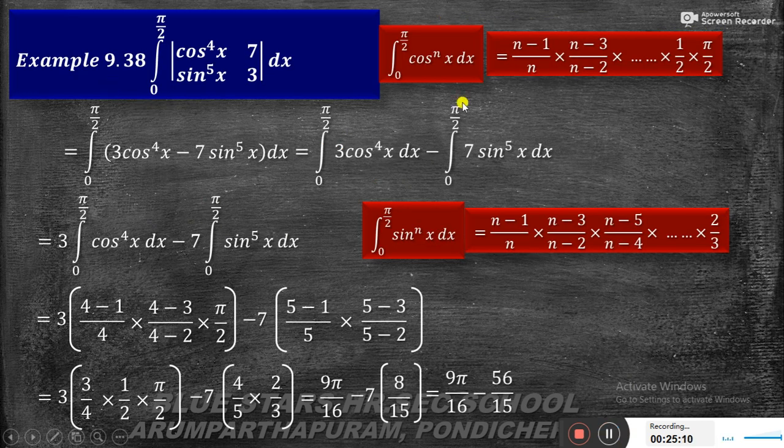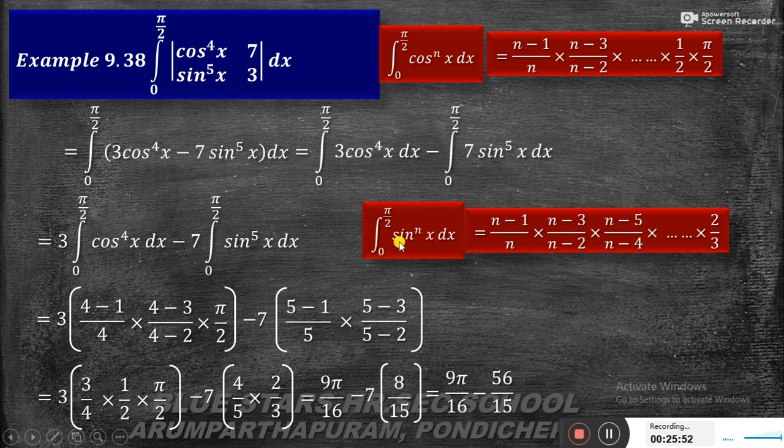You see that example 9.38, integral 0 to pi by 2 of cos power 4x into sin power 5x, 7 3 dx. So here now we evaluate this. Integral of 3 cos power 4x minus 7 sin power 5x dx. Now you apply the integral to every term. So you write integral 0 to pi by 2 of 3 cos power 4x dx minus integral 0 to pi by 2 of 7 sin power 5x dx. In the next step you write 3 into integral 0 to pi by 2 cos power 4x dx minus 7 into integral 0 to pi by 2 sin power 5x dx.